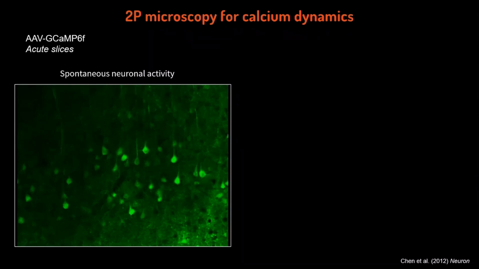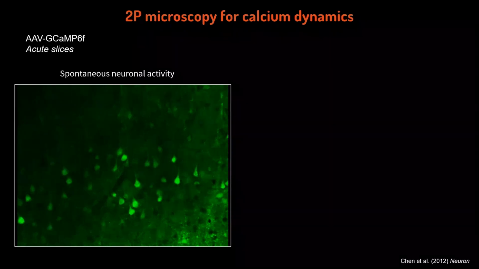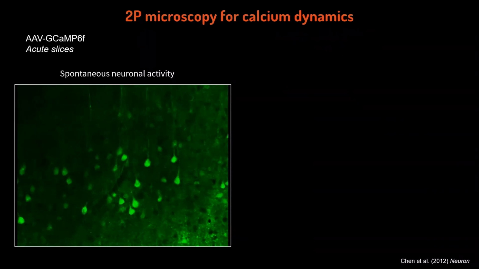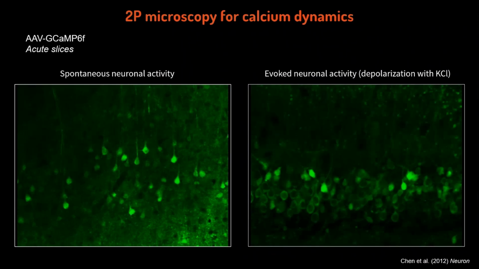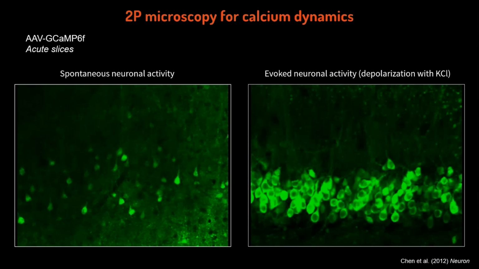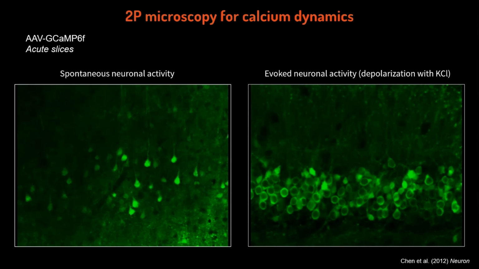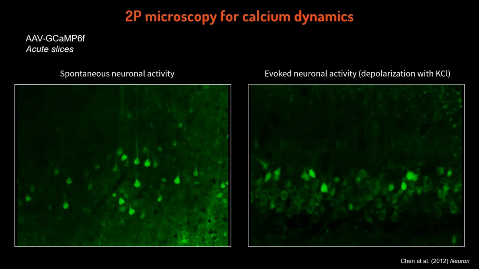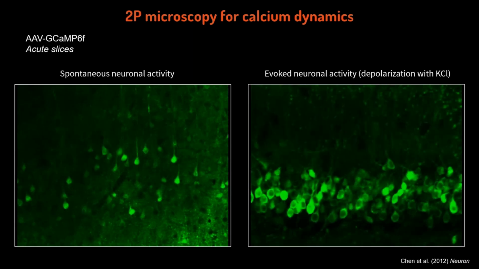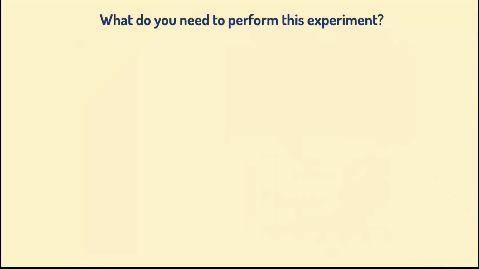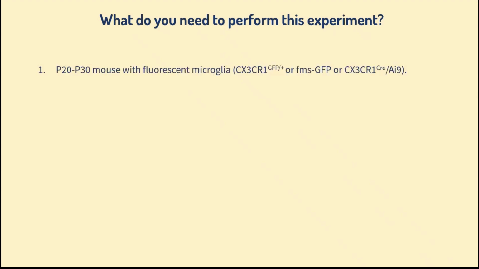The first example is with neurons, a typical experiment with GCaMP, spontaneous neuronal activity, and evoked neuronal activity with potassium chloride. Potassium chloride will depolarize all the neurons, and they will all release calcium to the cytoplasm at once. So what do you need to perform an experiment like this? I think we have 5 or 6 slides left.